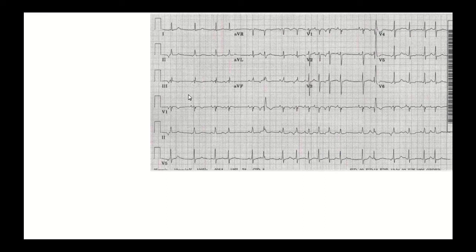The QT looks to be less than half the R to R. You have to be careful because in this salvo here that's going really fast, they start to look a little close. But over here, it looks nice and short. We do have some non-specific ST wave abnormalities in several different places. Sometimes the T waves are a little out of sorts here in the precordium. Over here in 3, they certainly look flat or slightly inverted.